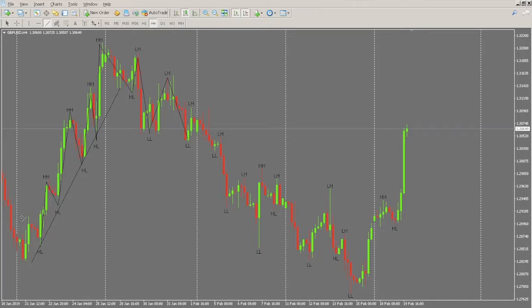Now this is a strong uptrend here, and it's on the 4 hour chart. And again, notice what happened here. Price was making higher highs and higher lows, and then all of a sudden it made a lower high. That gives you an idea that selling power is increasing.